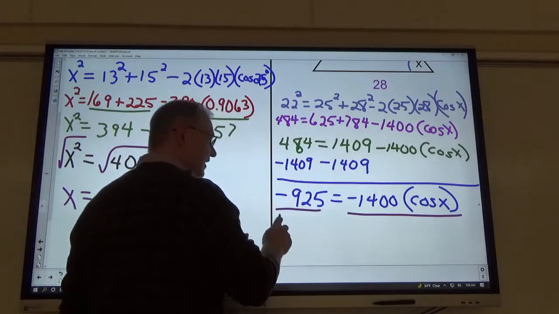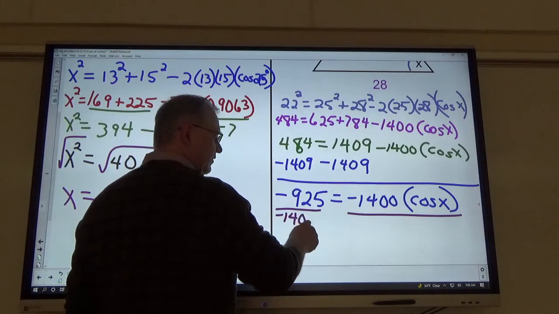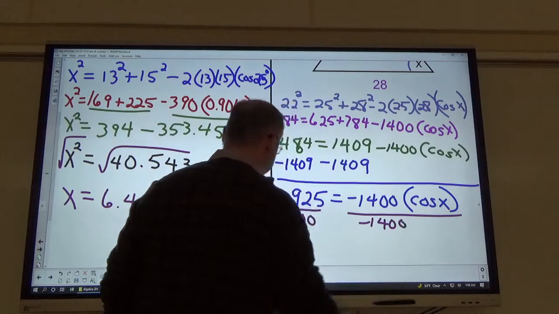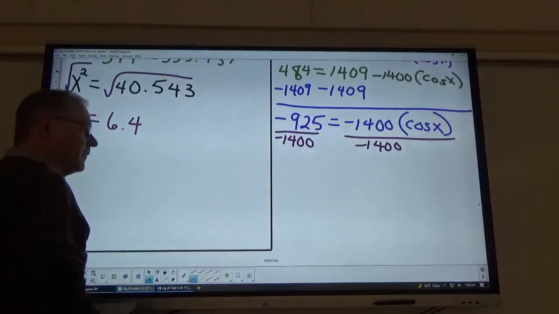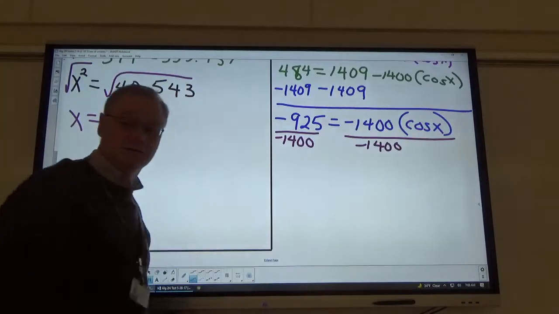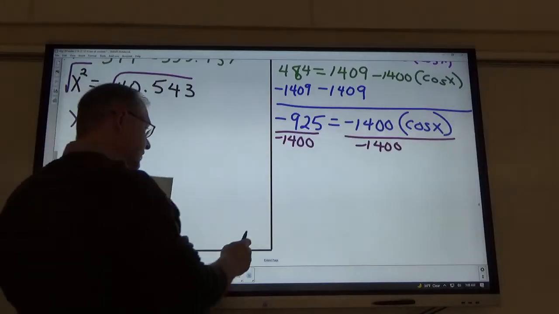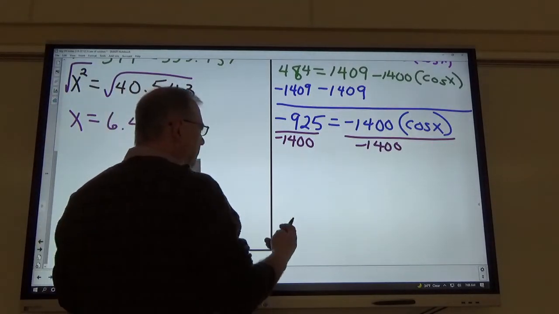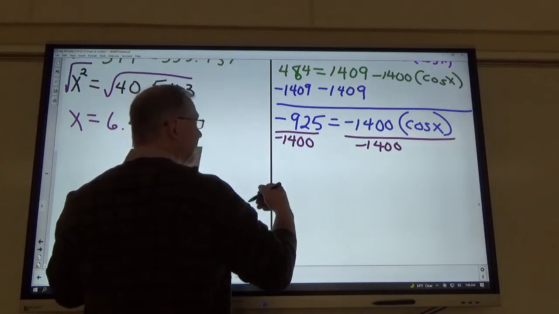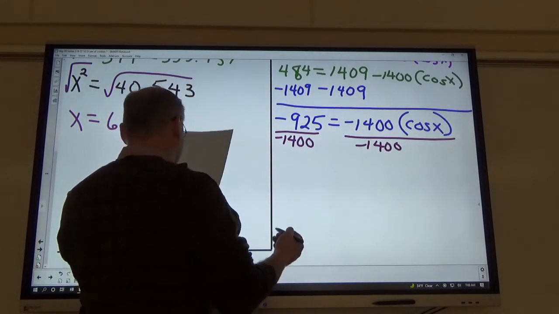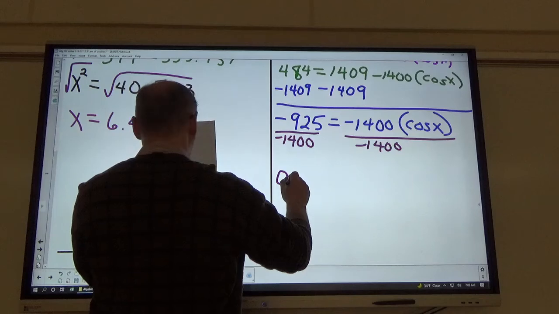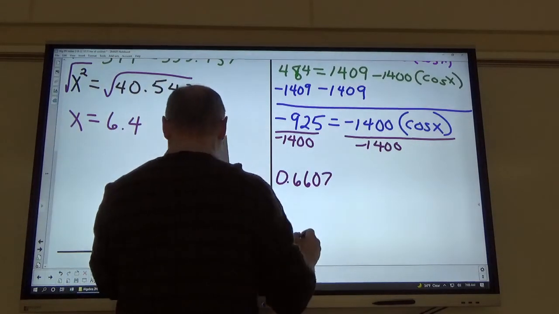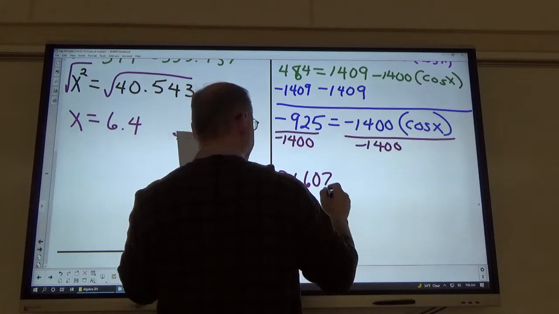All right, we're going to divide by negative 1400 so that I can get cosine of x by itself. That leaves me with, now I'm going to use the full display here. I could round it, but I think we're better off using the full display since you're going to have it in your calculator anyway. 0.6607, 14285.